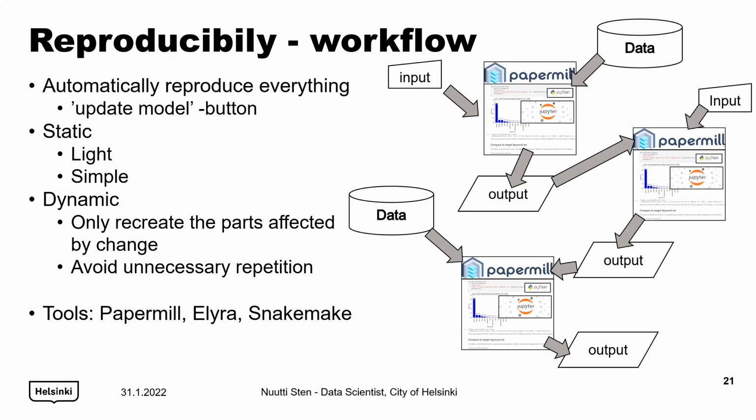And for this, there's this tool, for example, Snakemake. It allows you to track where your change is. So if you have, for example, already prepared your data, and then you change something in your model, you don't want to rerun the data preparation part. You only want to run the model creation and model evaluation parts because they are affected by the change.